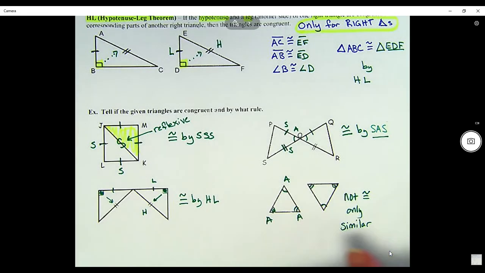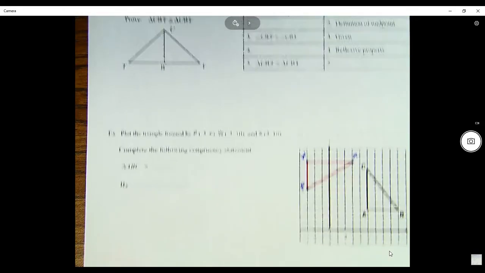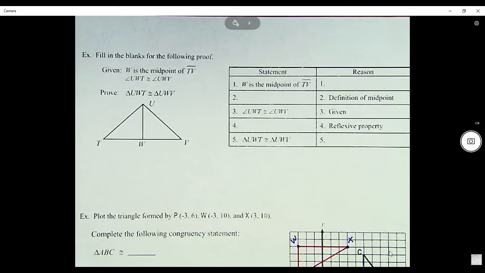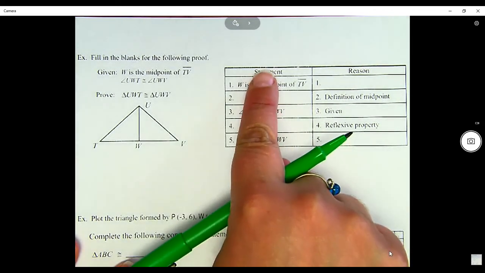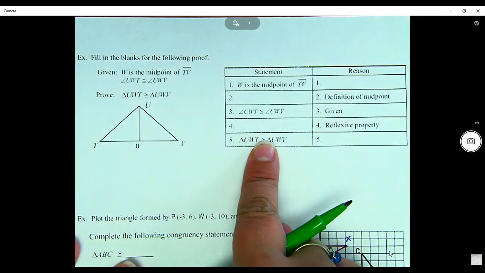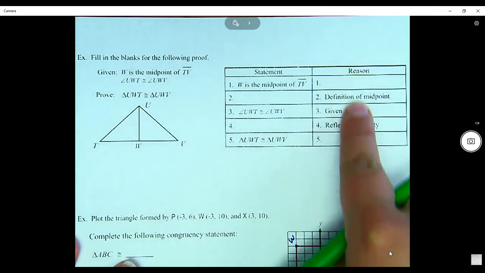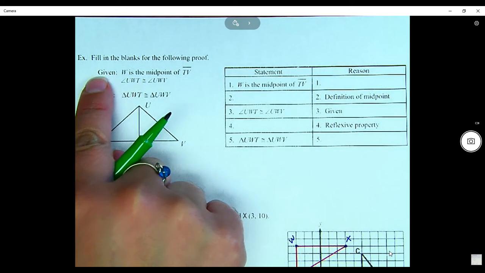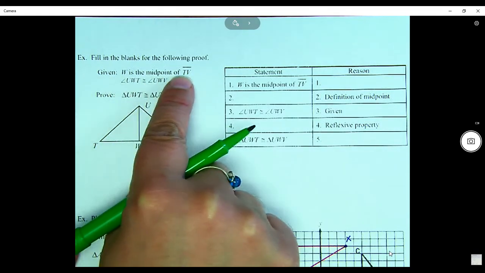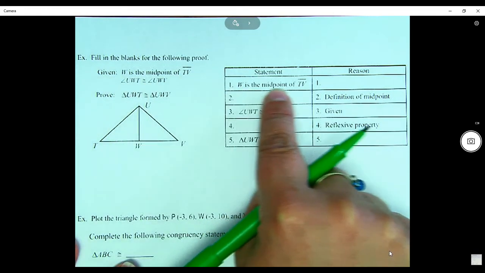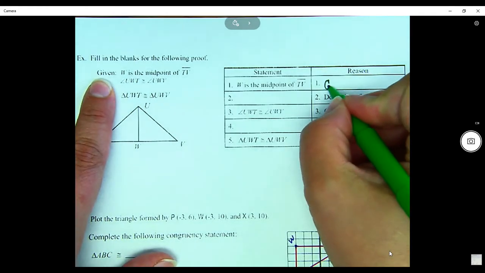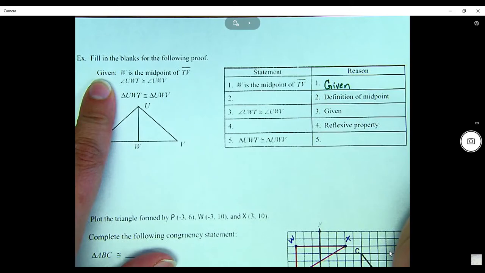Okay, let's look at that next page. All right, so when you're proving things in geometry, a lot of times what you'll use is something called a two-column proof. The two-column proof tells you what you know and how you know it, or why you're able to say that. So in this proof, they've given us some information. It says W is the midpoint of TV. And look, that's one of the things that we know. And the reason that we know it is because it was given to us. So that first blank is going to say given.